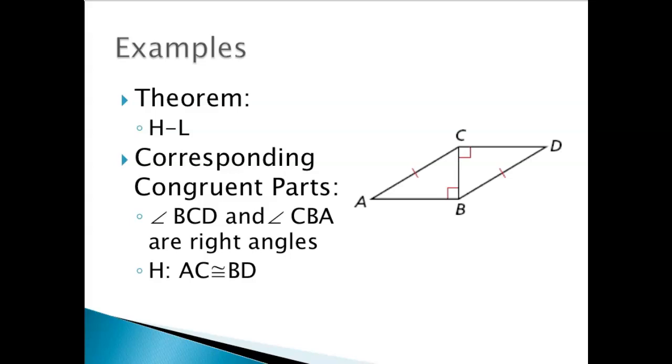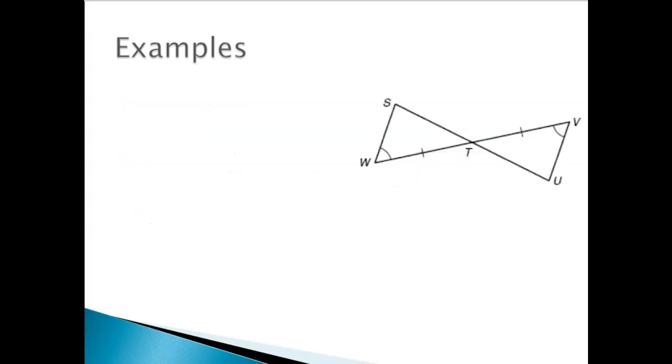That means the hypotenuse, H, AC, is congruent to BD. Then for the leg that it shares, we can write that BC is congruent to BC. Let's look at the next one. So in this one, we can see that we have a set of sides that are congruent. We have a set of angles that are congruent. Now we need at least one more piece of information.